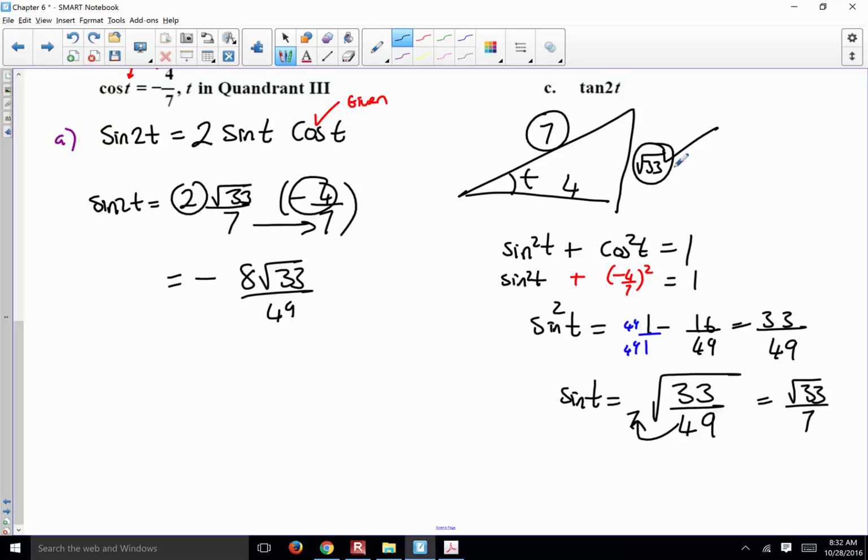I verified sine t in two ways. Ashley's way, the right triangle, and I did the Pythagorean identity. I got the same result. There shouldn't be a mistake, right? But there is one.